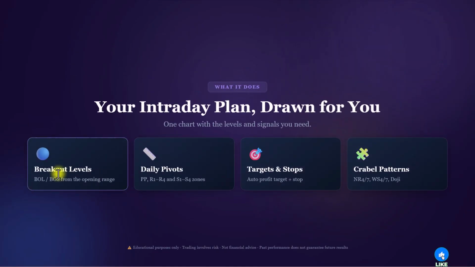When you apply this AFL, you get breakout levels BOL for long, BOS for short, marking the opening range extremes. You also get daily pivots from PP up to R4 and down to S4. The chart plots automatic profit targets and stops, and it spots classic patterns like NR4, NR7, WS4, WS7, and Doji. Everything sits right there on one screen.